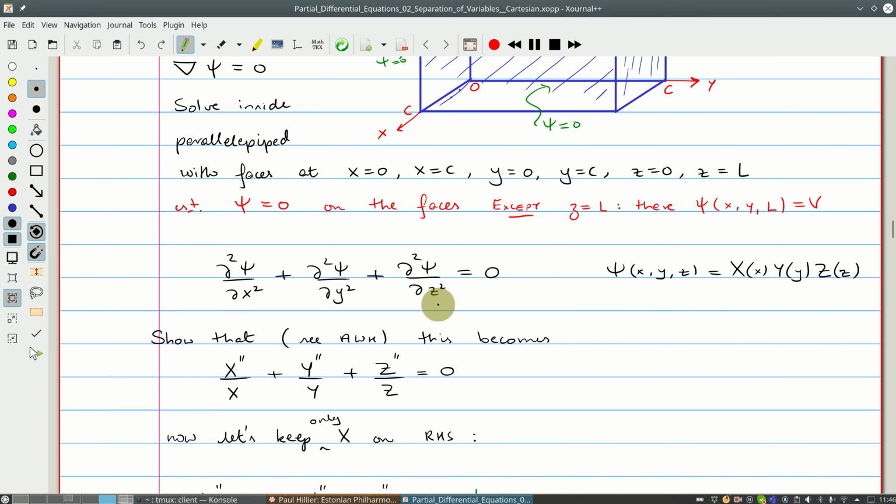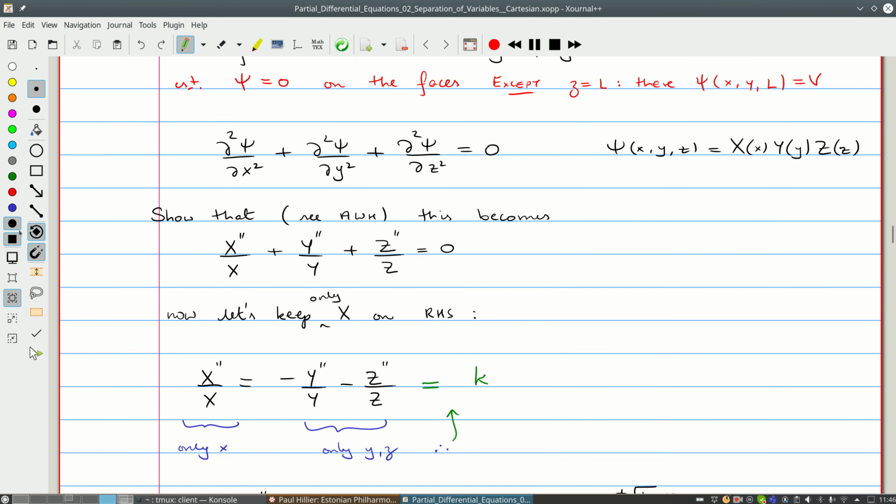Now I'd like you to show, and you can, that if you put this in here and then you divide by X, Y, Z, capital X, capital Y, capital Z, you will end up with the following equation. Now I'm following the solution, with some minor modifications, which is in Arfken's book, so you will find some of the missing steps there. So this is something we need to show.